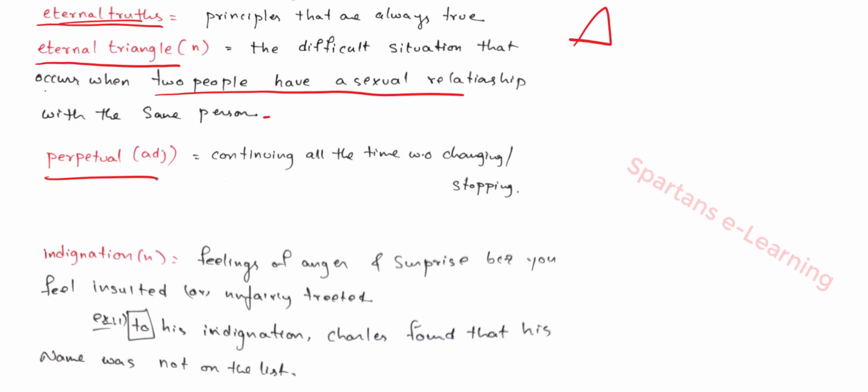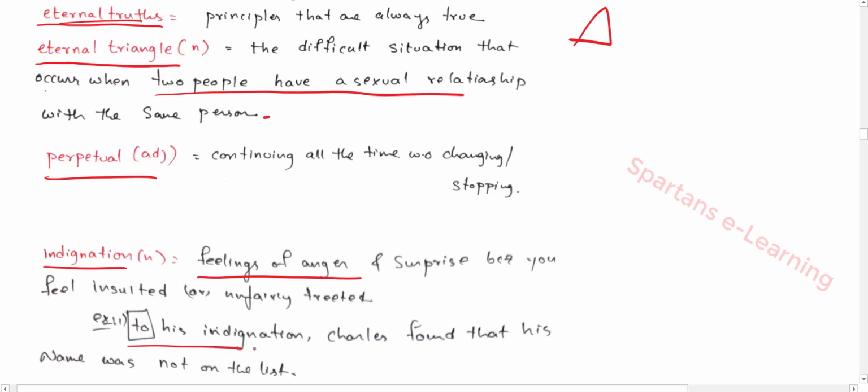Next word is indignation. Indignation is a noun. Indignation means a feeling of anger or surprise because you feel insulted or unfairly treated. That is indignation. So a feeling of anger. Why are you getting angry? Because you feel that you are insulted or unfairly treated. So the anger you get out of this kind of treatment is called indignation.